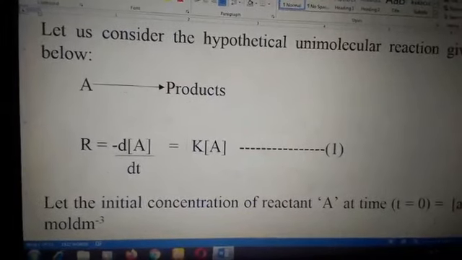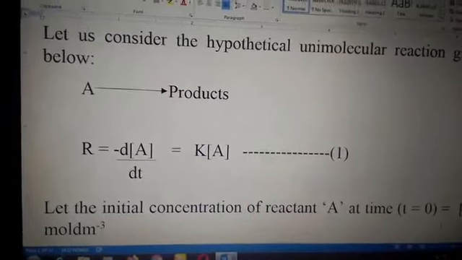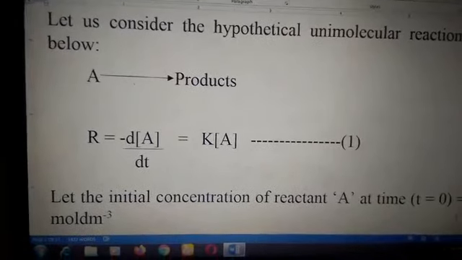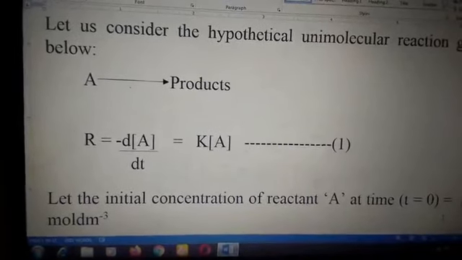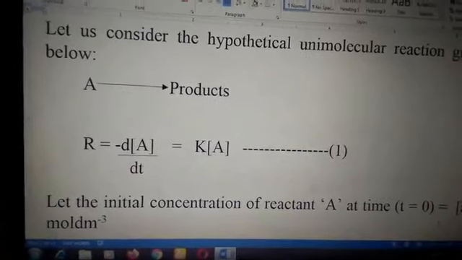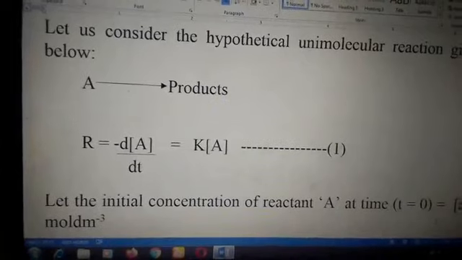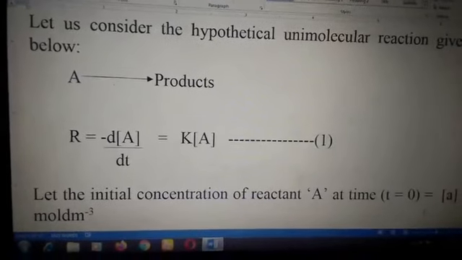So since A is used up, being a reactant, that minus sign shows that the concentration of A is decreasing with time. So we have minus d[A]/dt. The negative sign shows that the concentration of A is decreasing with time, equal to k[A].